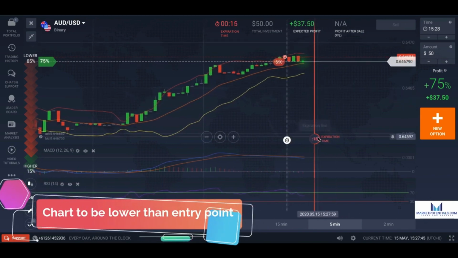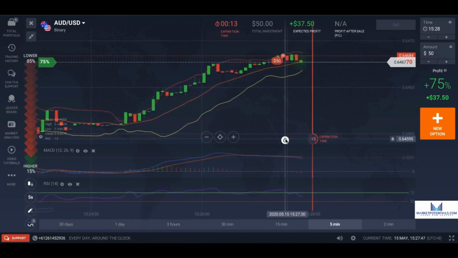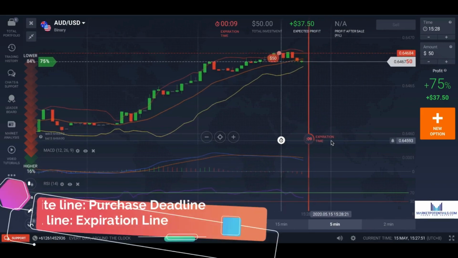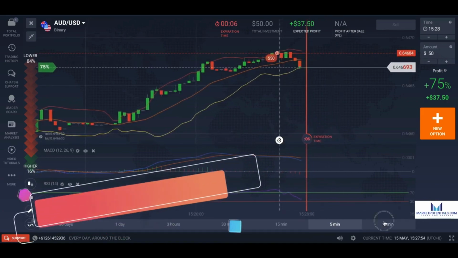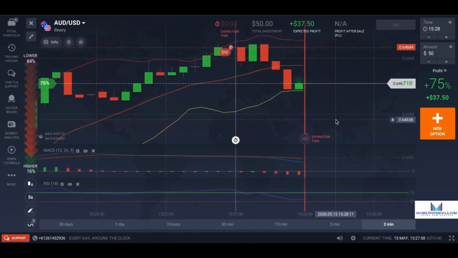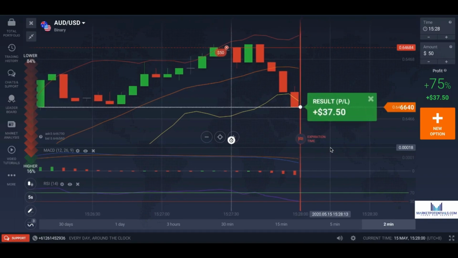So I've got about 15 seconds left. As you can see, the white line is the purchase deadline and the red line is the expiration line. So I've got about 10 seconds left. It seems to be going my way now. The chart is lower, as you can see here. This is the point I initiated the trade. A couple of seconds left, and there we go.